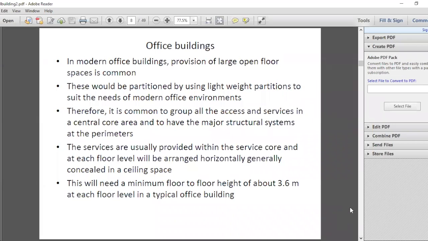Right. So let's have a look at different types of buildings. So when we look at office building, generally we go with the open plan form, and the partitions are lightweight, and because the space available for renting is so important, we then generally tend to locate all the services in a central core, as you have learned for building engineering.